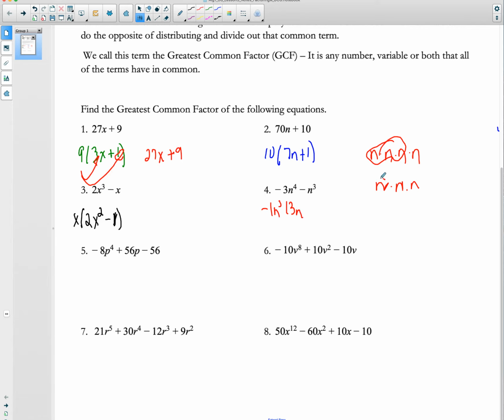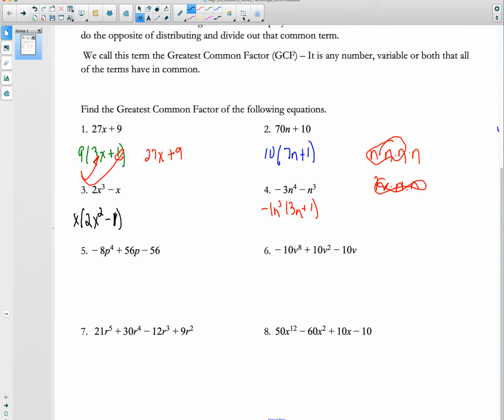Now notice I only had 3 n's here. I took all of those out, so there are no n's left. But this is really a negative 1 divided by negative 1, so that gives me a positive 1. Just like that. And once again, if I redistribute, you can see that is what we started with.